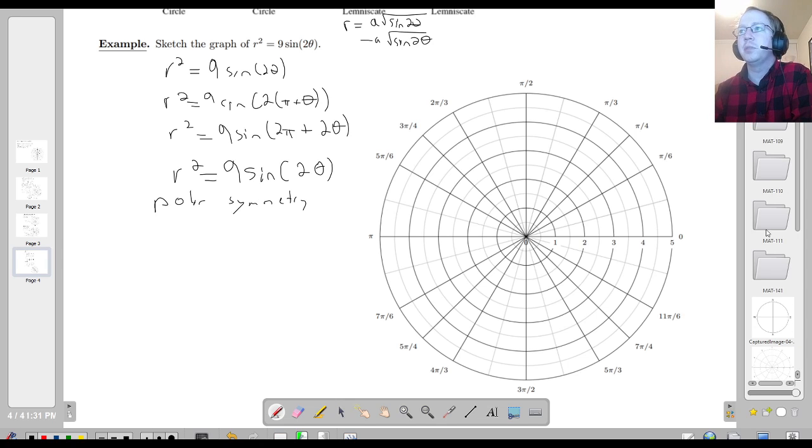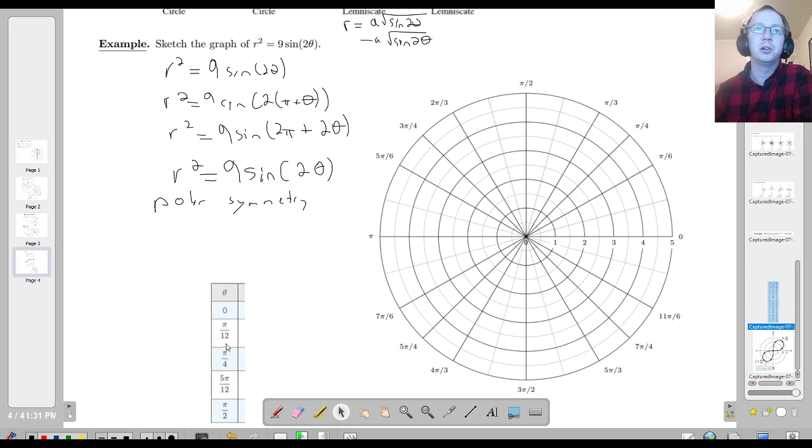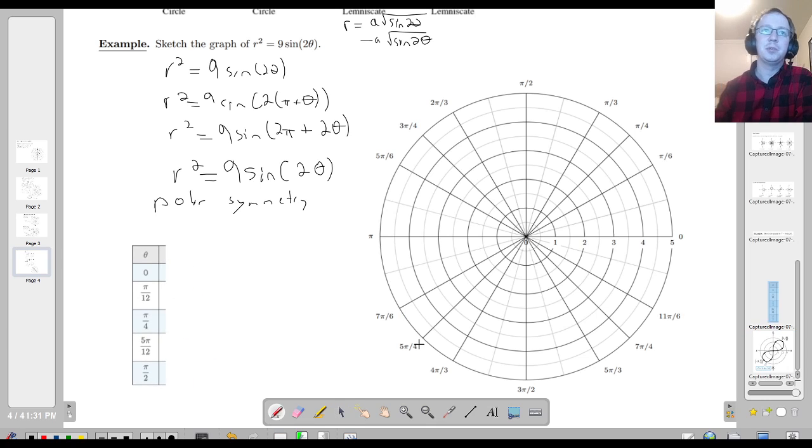Okay, so let's see if we can plot some points and figure out what this graph is going to look like by the end. Let's get a little table of values to plug in, and I'm not even going to have to plug in that many. Let's start with 0. The sine of 2 times 0 is just going to be 0. So I've got 0, and when you take the square root of it, it's just going to be 0. Now here's where things get a little bit different. Let's work with some numbers that are not 0. So pi over 12, if I double that, that's pi over 6. Sine of pi over 6 is 1/2. So 9 times 1/2 is 4.5. Okay, so let's talk about what's going to happen here.